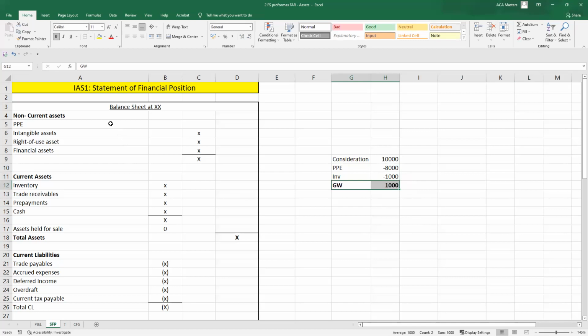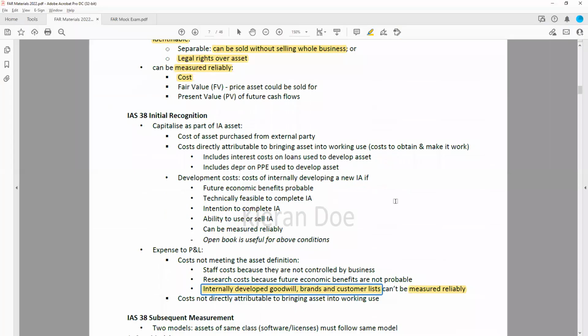And we'll see something similar when we look at group accounts, a similar principle of looking at what you paid for the other assets, and therefore anything over and above that must have been you paying for the goodwill. Now we can measure that goodwill reliably and we can recognize that on the SFP.